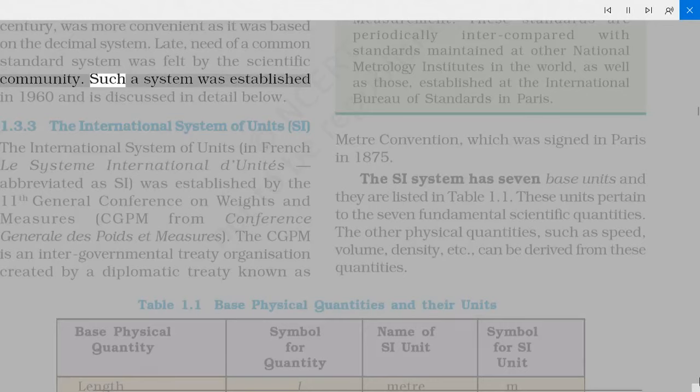The International System of Units, in French Le Système International d'Unités, abbreviated as SI, was established by the 11th General Conference on Weights and Measures, CGPM, from Conférence Générale des Poids et Mesures. The CGPM is an intergovernmental treaty organization created by a diplomatic treaty known as Metre Convention, which was signed in Paris in 1875. The SI system has 7 base units and they are listed in Table 1.1.